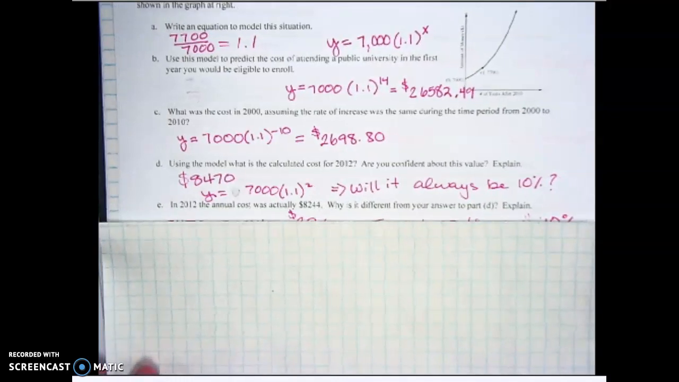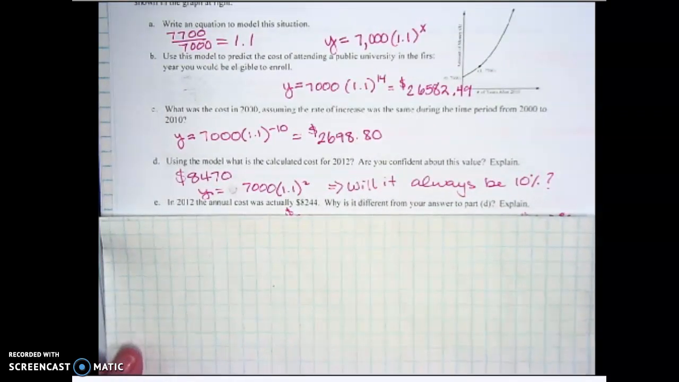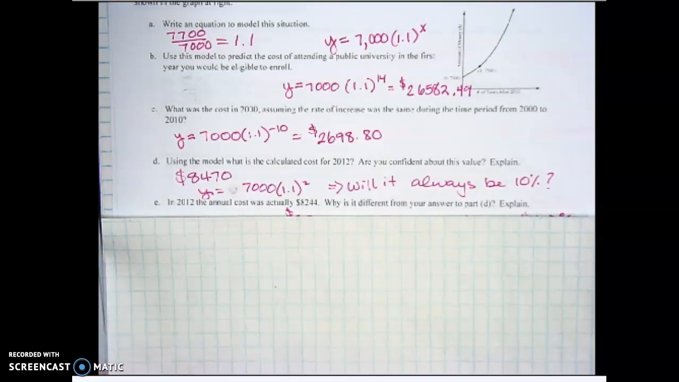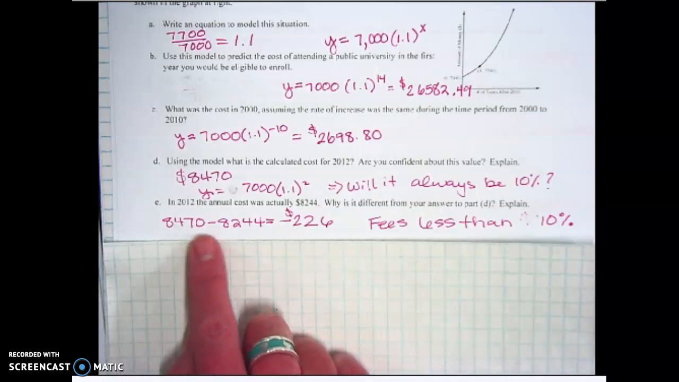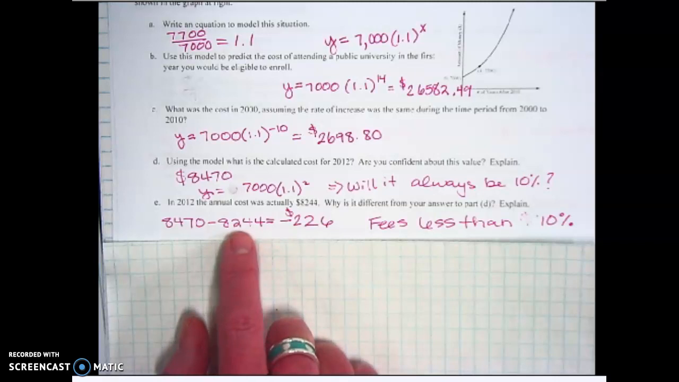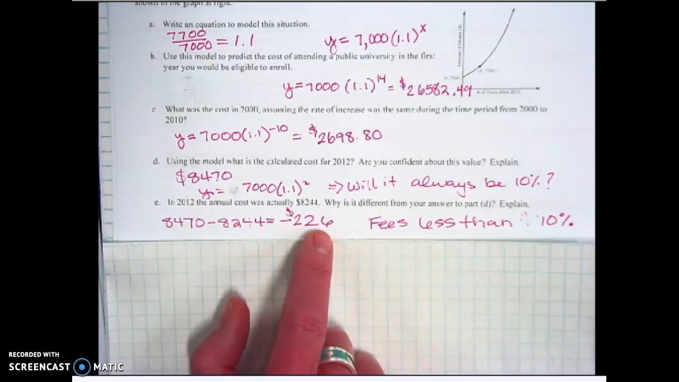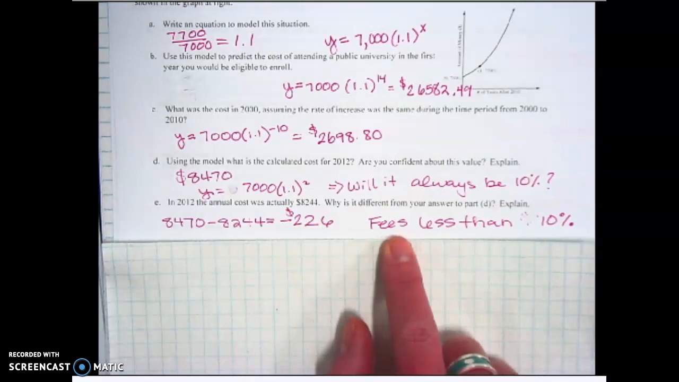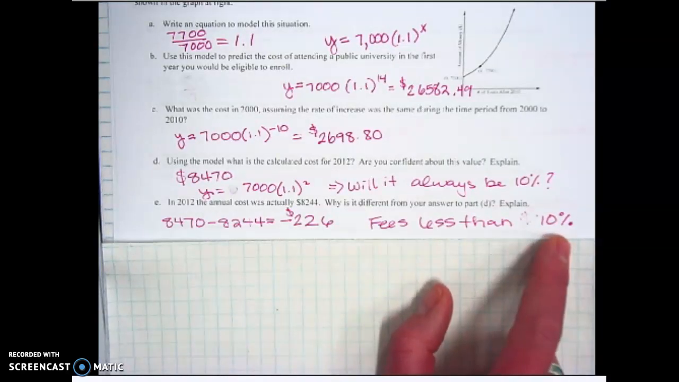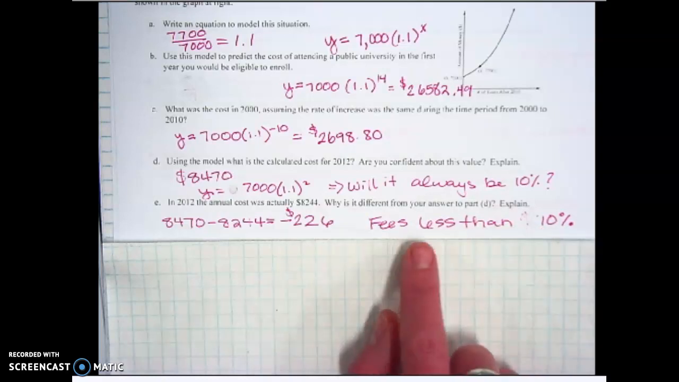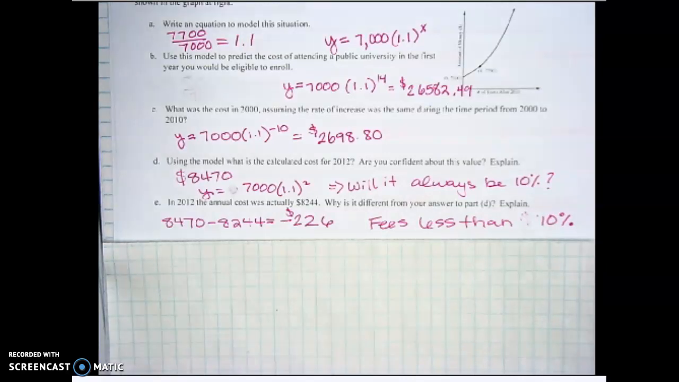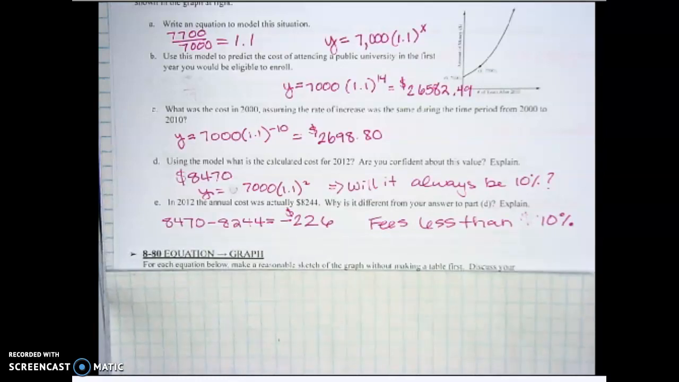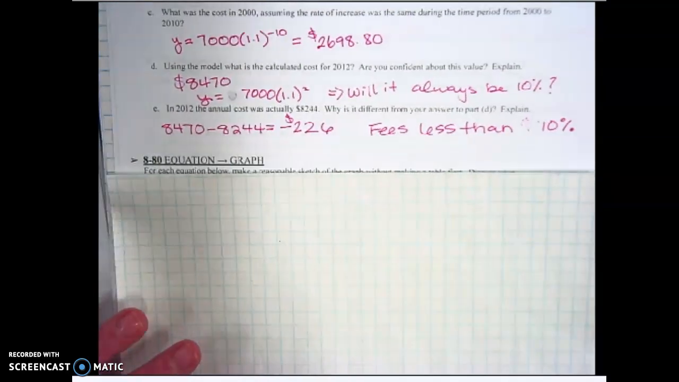All right, E, in 2012, the annual cost was $8,244. Why is this different from your answer in part D? So you have to take the 8,470 and subtract the 8,244. That's a difference of $226. That means that the fees were less than a 10% increase, okay? So that's what I was saying. Sometimes it's exactly 10%, sometimes it's 6%, sometimes it's 11%. It just averages out to 10%, okay?